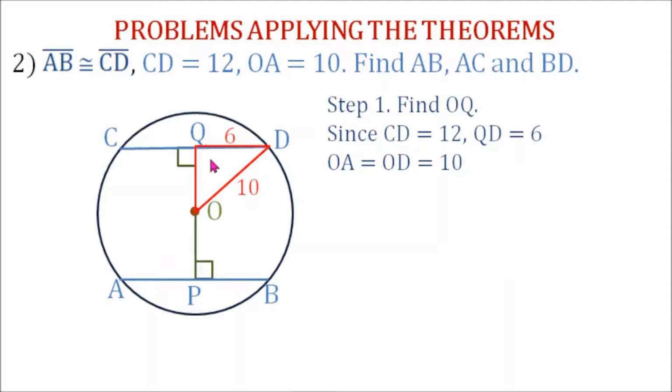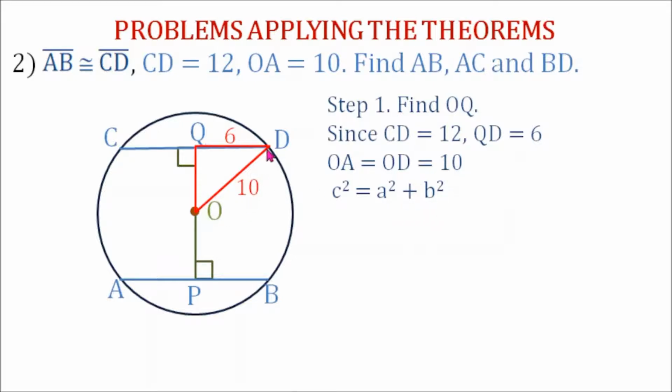Now to find OQ, we are going to use the Pythagorean theorem: c squared equals a squared plus b squared. The meaning is, in a right triangle, the square of the hypotenuse, or the longest side, equals the sum of the squares of the two other sides.